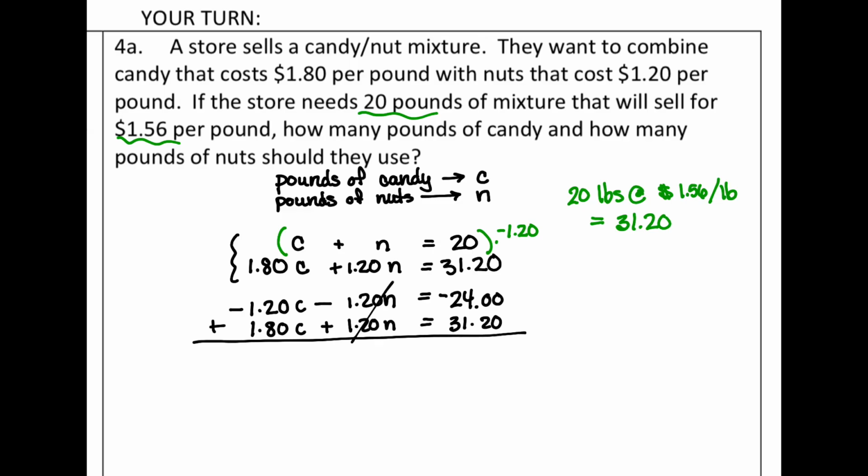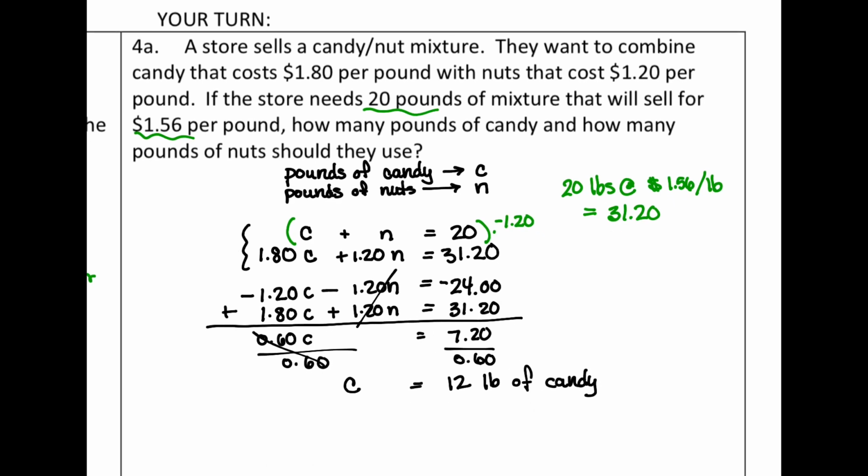And add these up. Middle term cancels. So I end up with 60 cents times C is equal to $7.20. Okay, divide by 60 cents on both sides. And I end up with C equals 12. Okay, got C all by itself. C represented the number of pounds of candy. So this is 12 pounds of candy.